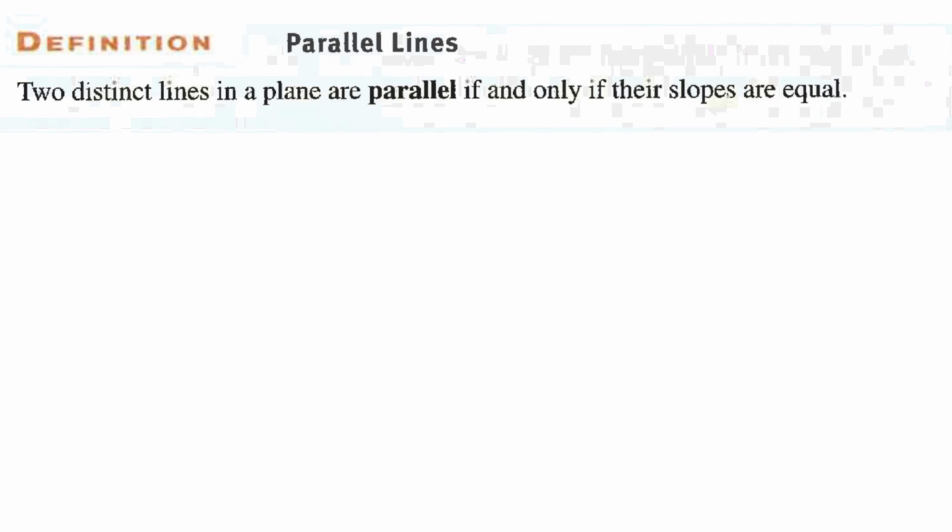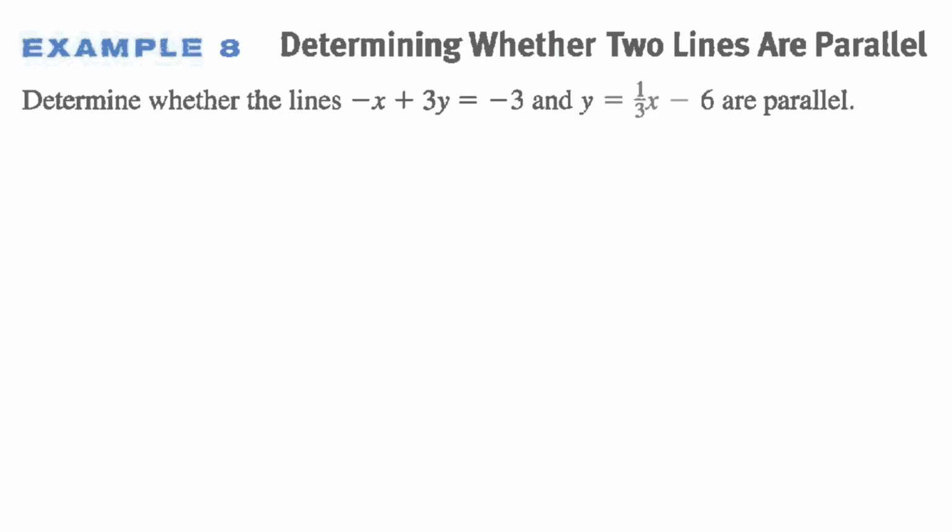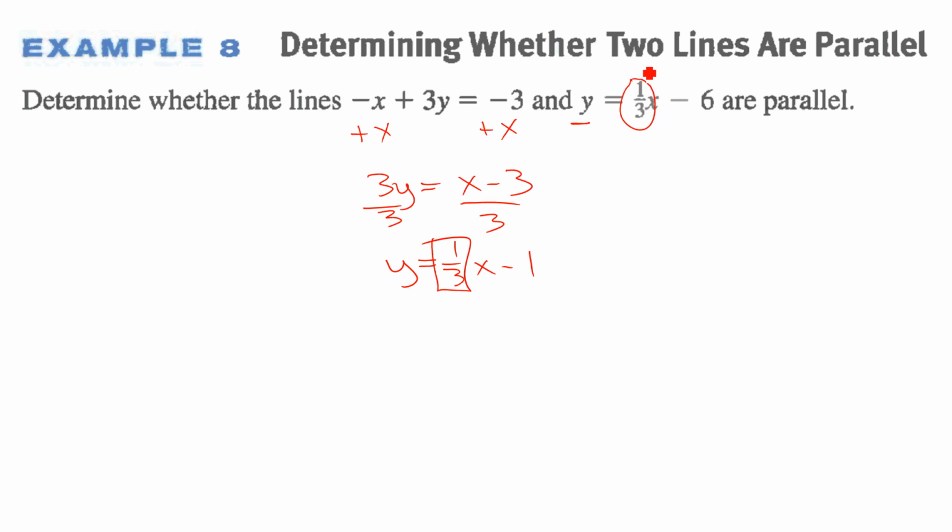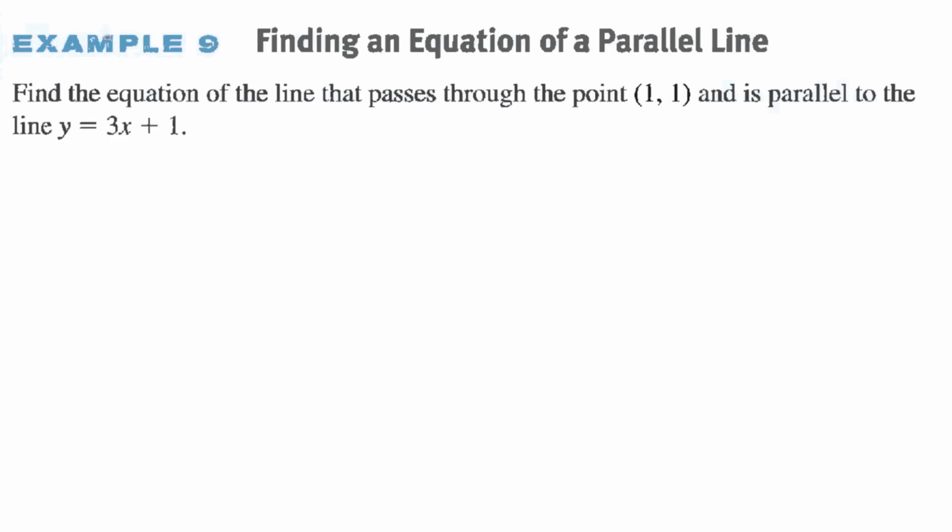Okay, parallel lines. Here's the key thing. Slopes are equal. So are these lines parallel? To find the slope, let's get y by itself. Let's add x to both sides. We have 3y equals x minus 3. Divide by 3. We have y equals 1 over 3 x minus 1. The slope here is 1/3. And on this one, y is already by itself, so the slope here is 1/3. So they are indeed parallel lines, they have the same slope.